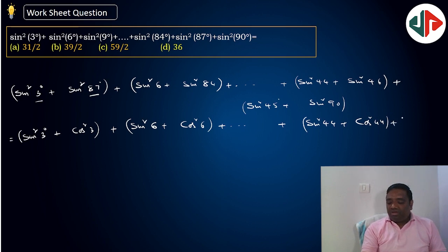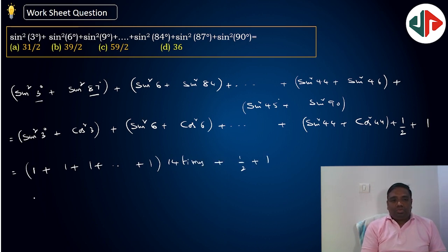What about sine square 45? 1 by root 2 whole square means 1 by 2, sine square 90 means 1. These total values are 1 plus 1 plus 1 plus so on, 14 times. Plus 1 by 2 plus 1. So totally your answer is 15 plus 1 by 2. If you simplify, it means 31 by 2.